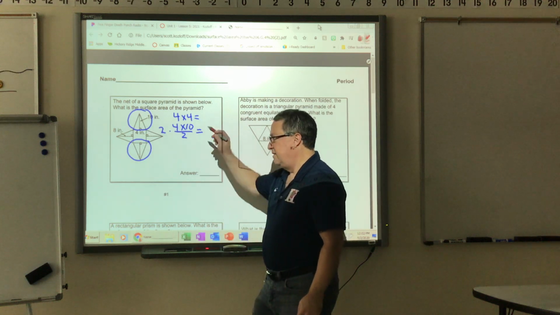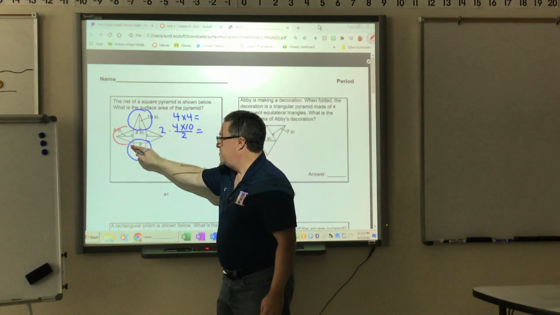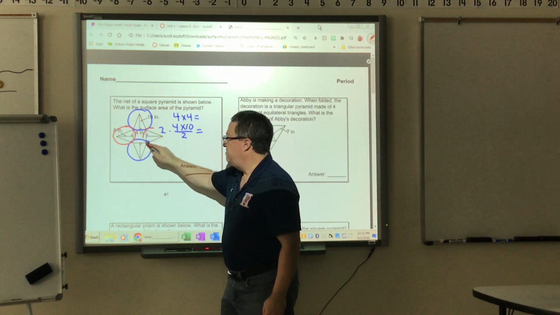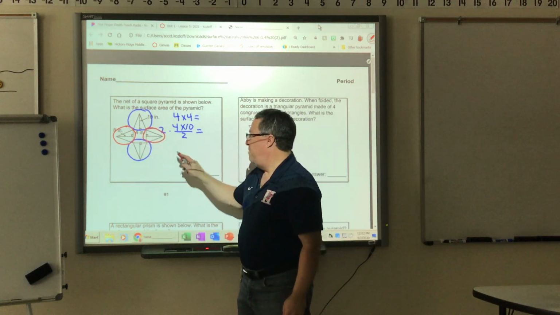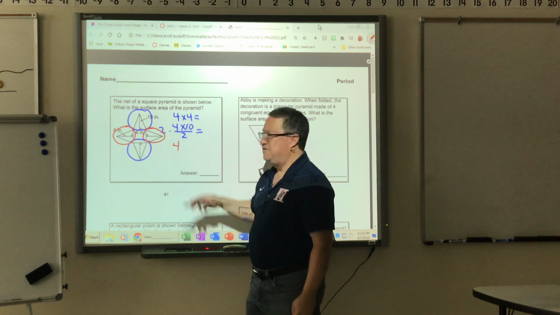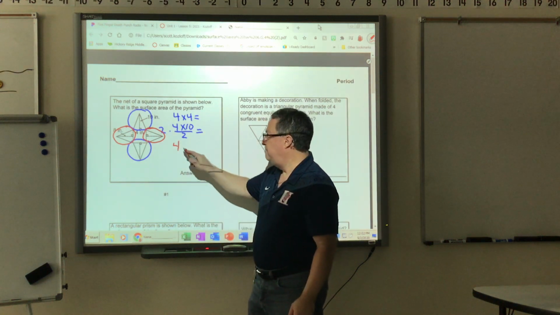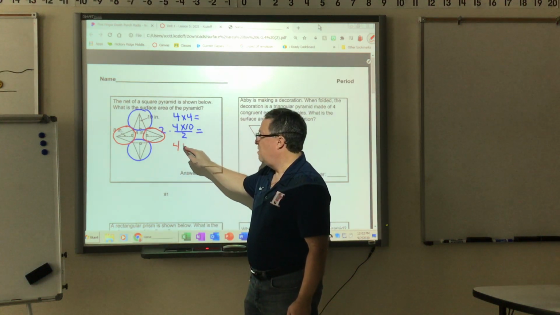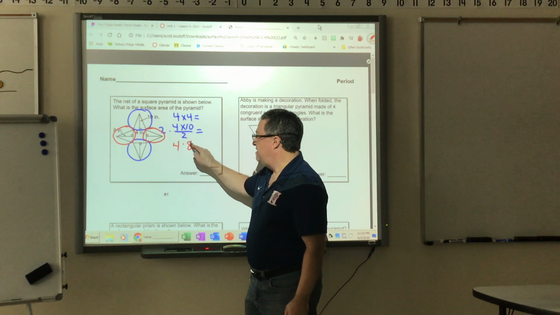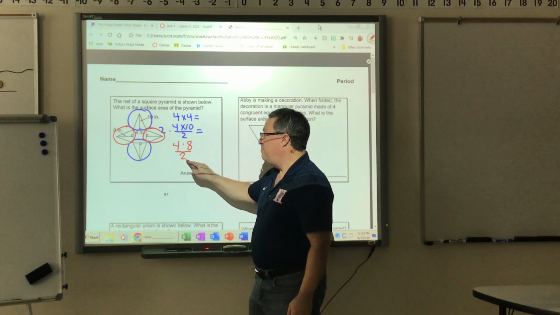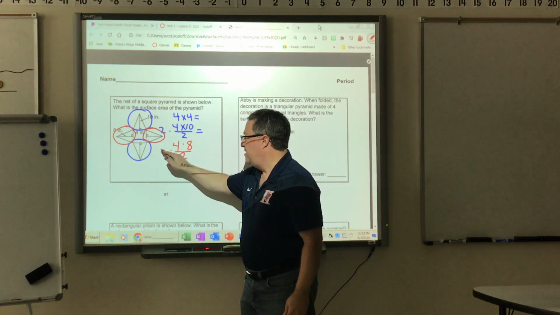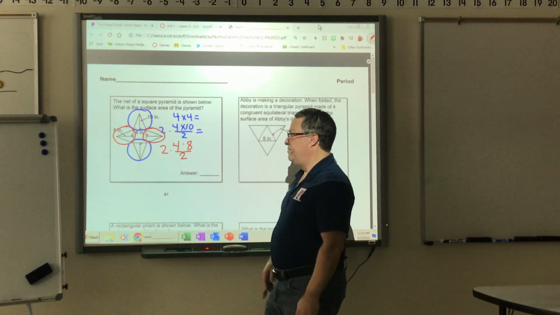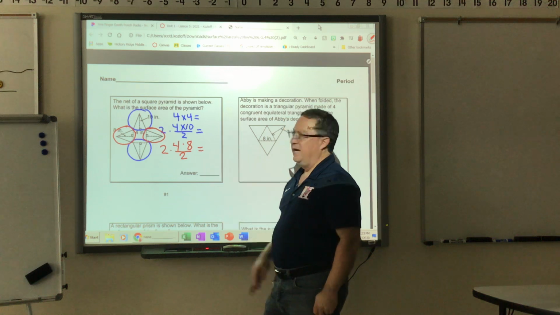So in another color, I'm going to do the other 2 triangles because these 2 triangles are the same, okay? So I have that same base of 4 because remember it's a square and every side is the same. So I'm going to do 4 times 8, and I'm going to divide that by 2. But remember again, there are 2 triangles, so I'm going to multiply it by 2. And that's going to give me an answer.